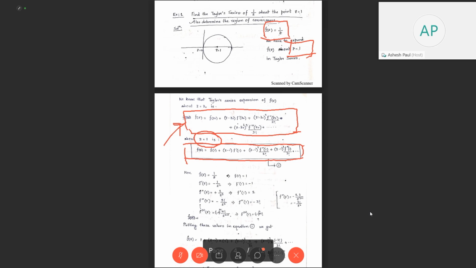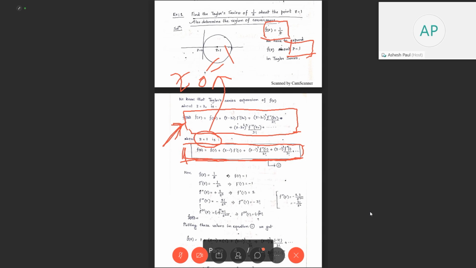Sorry, there is a mistake here. This will be z0 equal to 1. If we put z0 equal to 1 in this Taylor series about z equal to z0, then we get the Taylor series of a function f(z) about the point z0 equal to 1, that is, about the point z equal to 1. So here f(z) equal to f(1) plus (z minus 1) f dash (1) plus (z minus 1) whole square f double dash (1) by factorial 2.